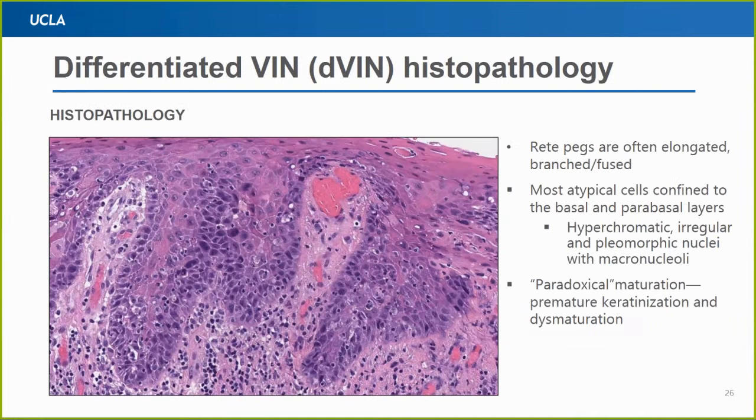The histologic features of DVIN are quite challenging to identify because the changes may be subtle and the assessment of these features is quite subjective. The features to look for are elongated rete ridges, atypical basal and parabasal cells characterized by hyperchromatic, irregular, pleomorphic nuclei with or without macronuclei. There's often paradoxical maturation with an increased proportion of differentiated-appearing keratinizing cells and hypereosinophilic cytoplasm.